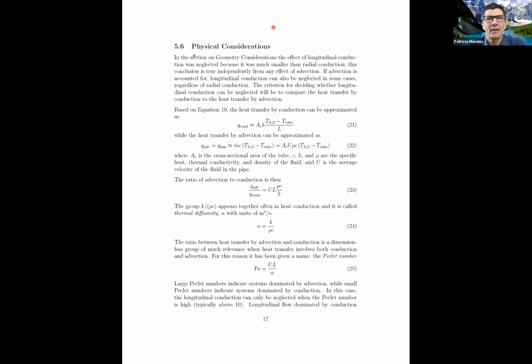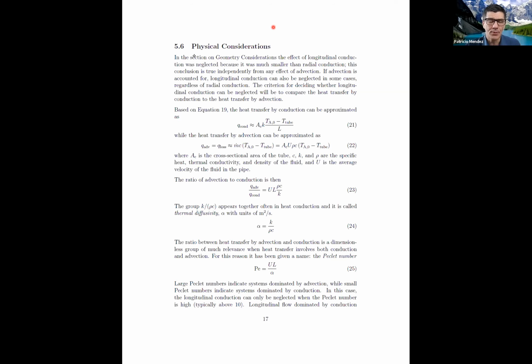I want to discuss a third thing that is a consideration based on physical considerations. This is another approximation. It's another amazing approximation. So just before, we neglected conduction in the longitudinal direction because conduction in the radial direction was so much bigger.